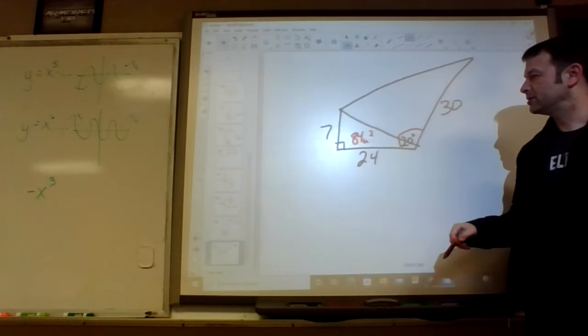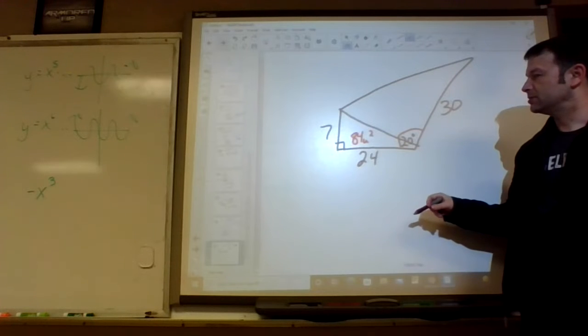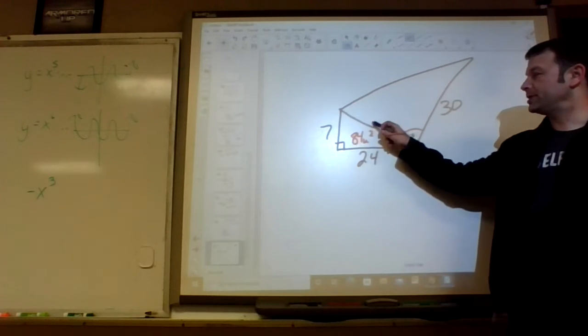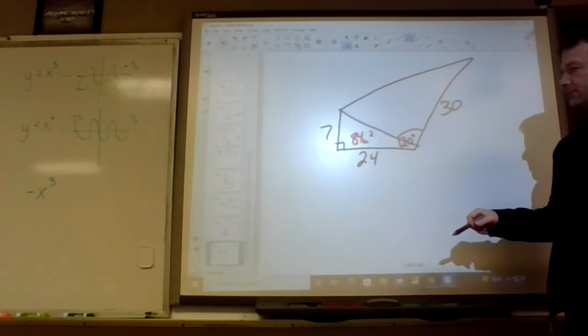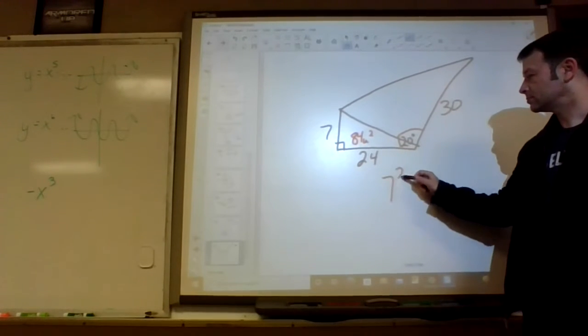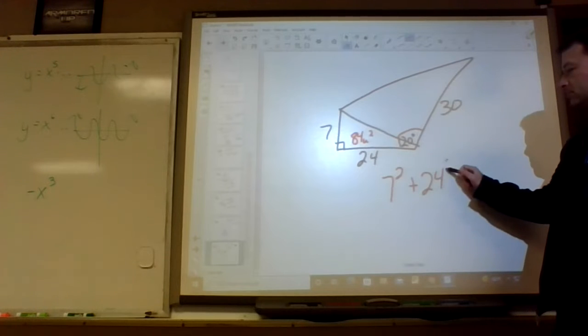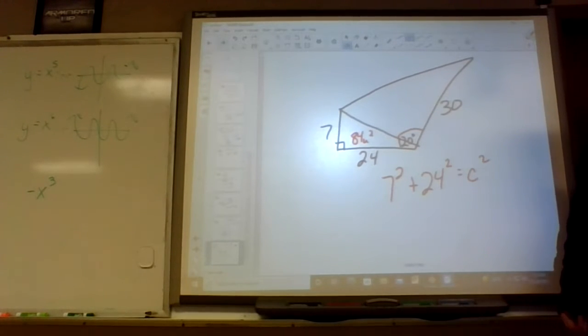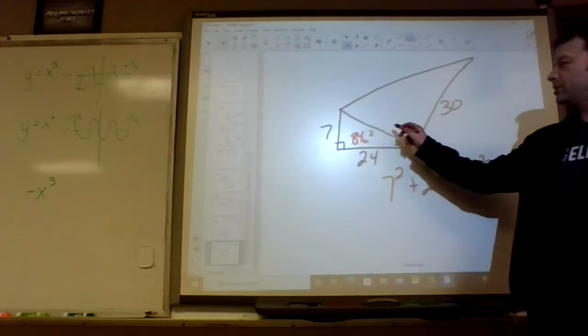I think C squared equals 7 squared plus 24 squared. Right there. 7 squared plus 24 squared equals C squared. I said it backwards. That gives 625, so 25. Yeah, it probably should come out perfect.